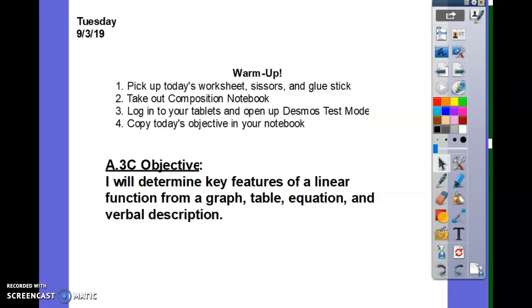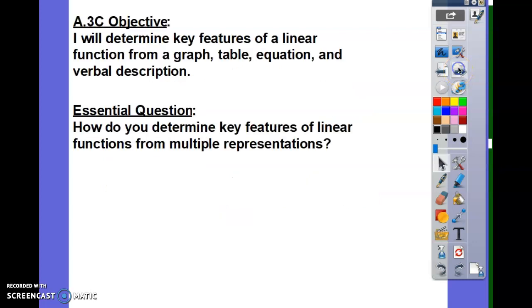Okay, so today we are going to do A3C, which is linear key features. You're supposed to write this on page 12, the objective down here. I will determine key features of a linear function from a graph, table, equation, and verbal description. We're going to do that all week. And then your CBQ 1.1 is on Friday.